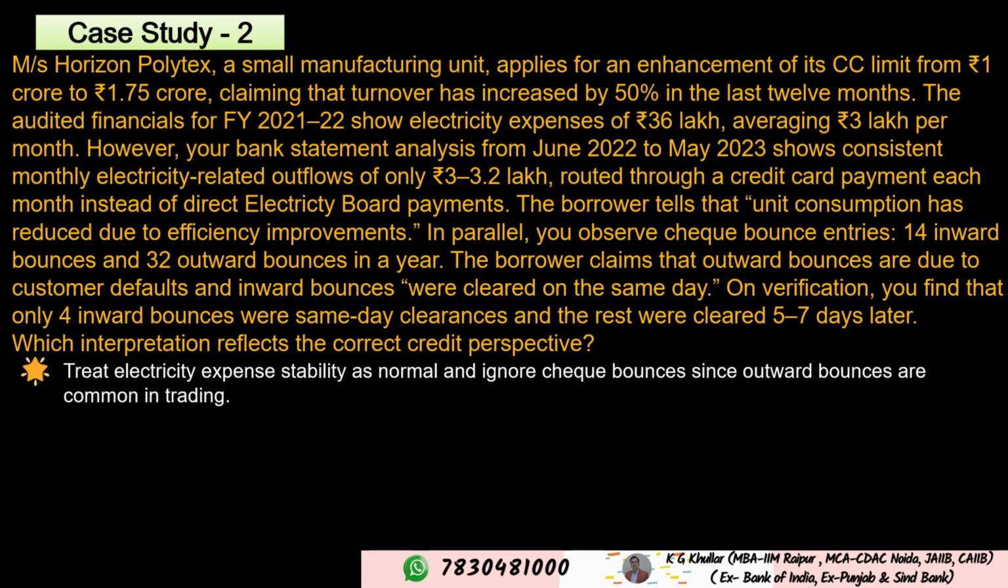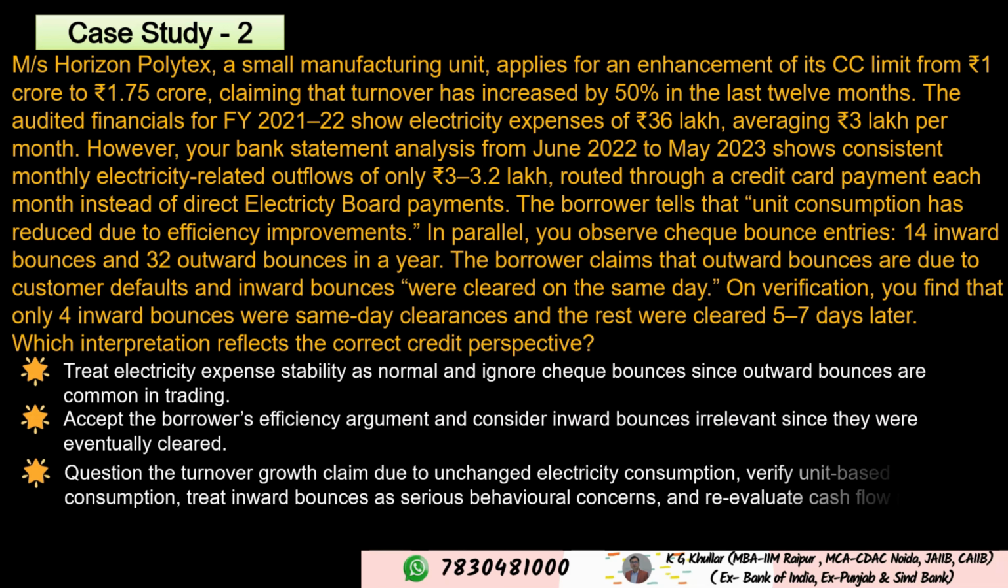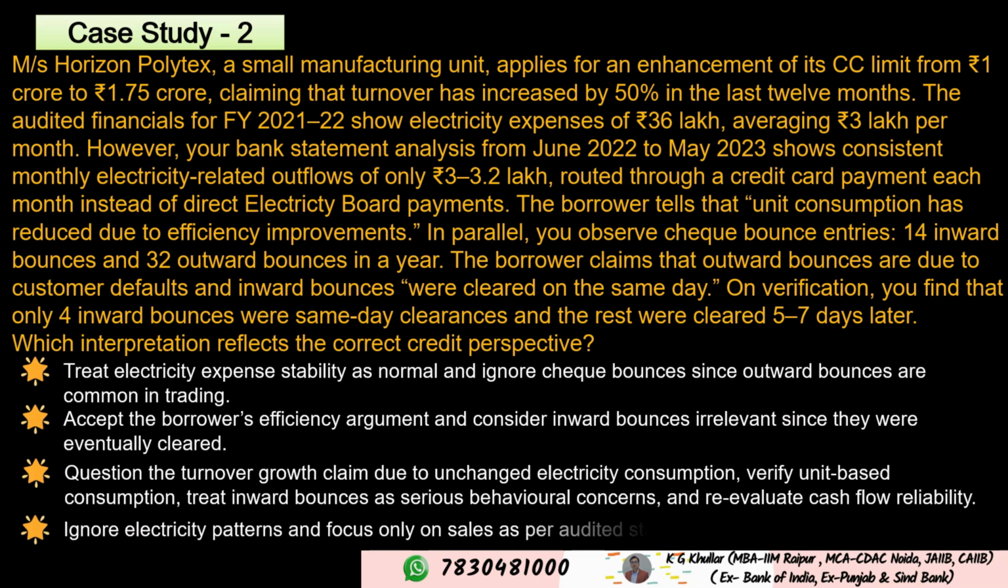And these options are given to you. First option A is treat electricity expense stability as normal and ignore check bounce since outward bounces are common in trading. Then second option B is accept the borrower's efficiency arguments and consider inward bounces irrelevant since they are eventually cleared. Then third option C is question the turnover claim growth due to unchanged electricity consumption, verify unit-based consumption, treat inward bounces as serious behavioral concerns and re-evaluate cash flow reliability. And last option D is ignore electricity patterns and focus only on sales as per audited statements for limit enhancement.